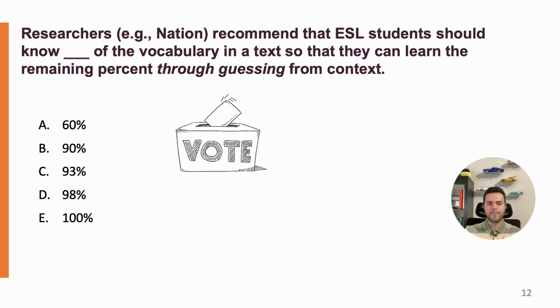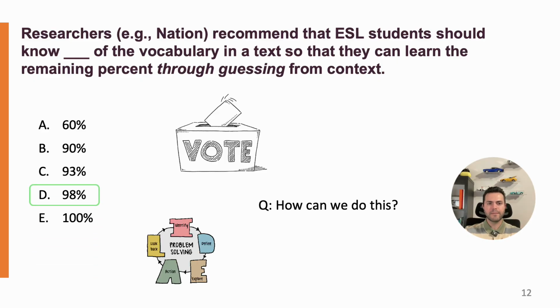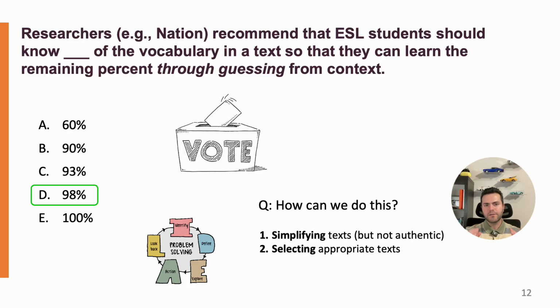3, 2, 1, boom, 98%. Well, learners need to already understand about 98% of the words in a text to have a realistic shot at guessing the rest through context. Anything lower than that, like 90% or even 93%, might sound high, but it actually leaves too many unknown words on the page, which makes comprehension and guessing much harder. And how can we do this? One, by simplifying text, not necessarily authentic texts, and selecting appropriate passages.